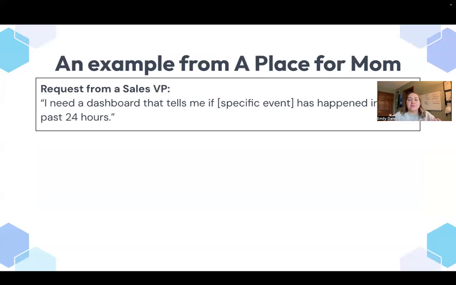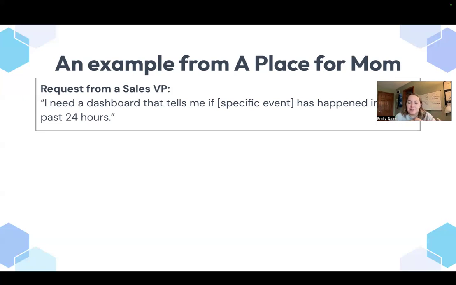So I promised a few examples. One is from a sales VP. He was very excited about data. He wanted to chat all day long about data. And we got this request from him that said, I need a dashboard that tells me if this very, very specific event has happened in the past 24 hours. So he's like, I want a dashboard. I want it just to populate. If anything has happened in the past 24 hours, it should just pop up on this dashboard.